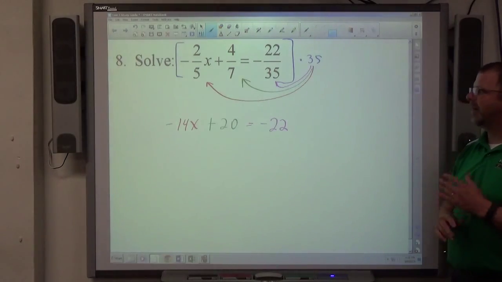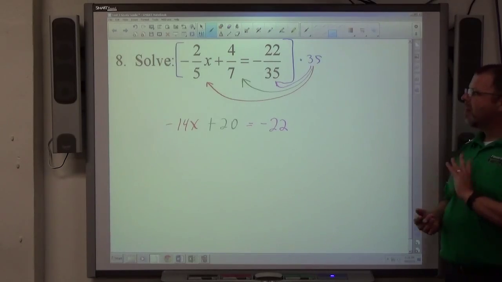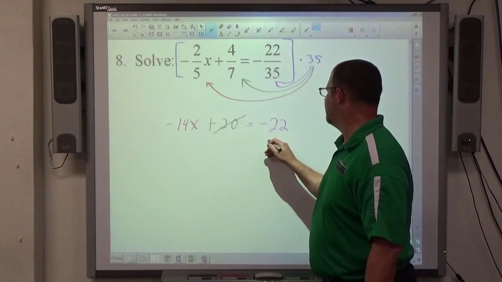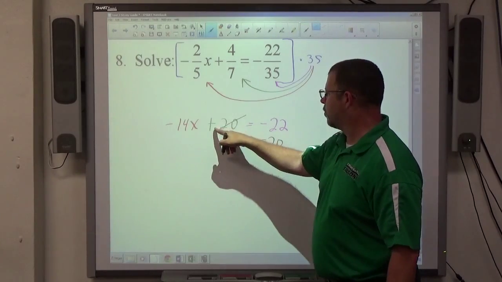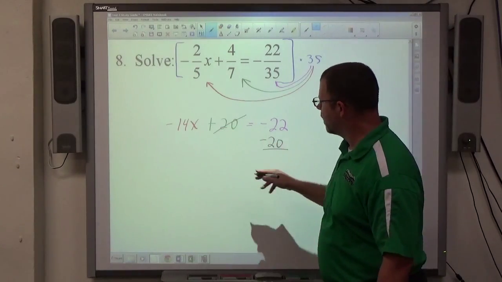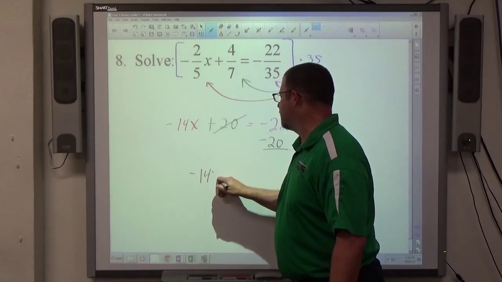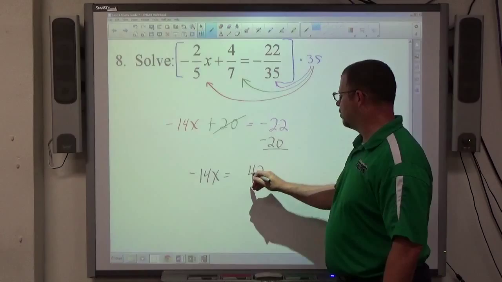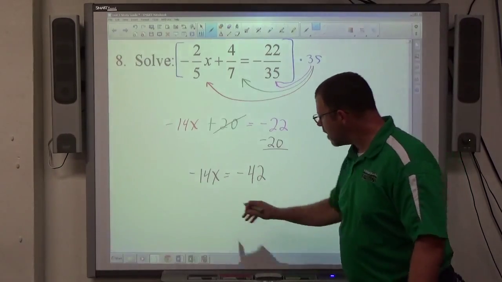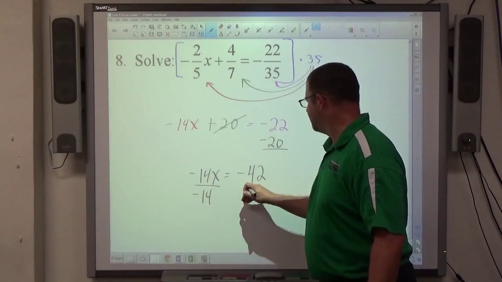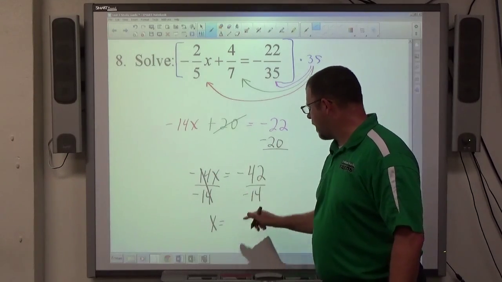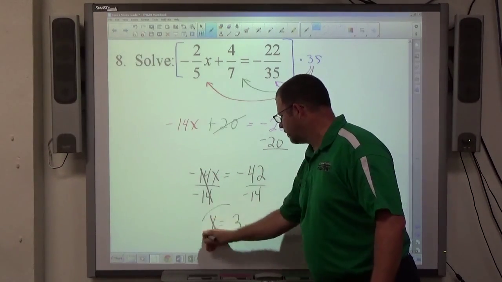So priority 1, get the fractions gone. Once you get the fractions gone, solve the equation. I'm going to move the 20 over to the right. Positive 20 moves across, becomes negative 20. Negative 14x stays as is. These numbers have the same sign, so I add them together. 22 is bigger, so it's negative. Divide both sides by negative 14. 2 negatives make a positive. 42 divided by 14 is 3.